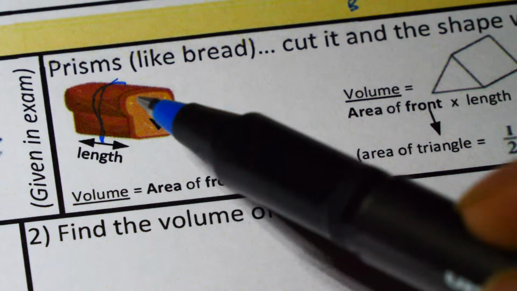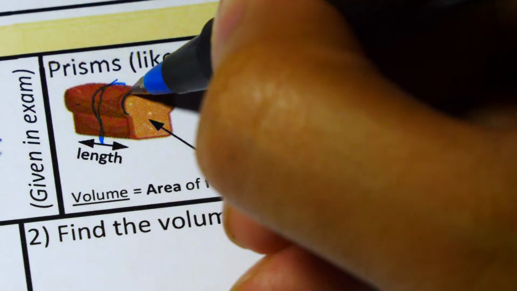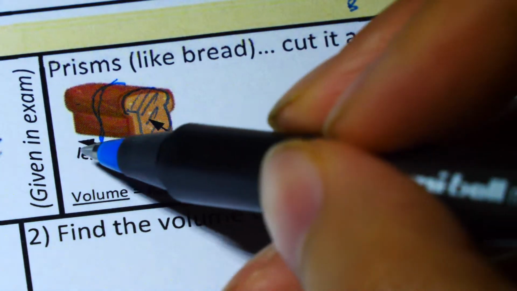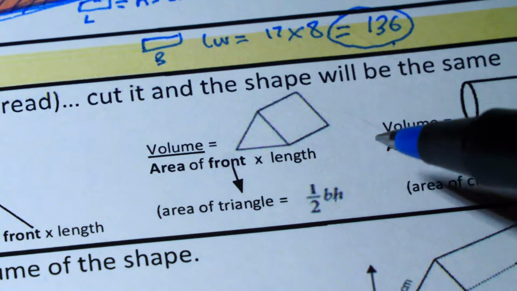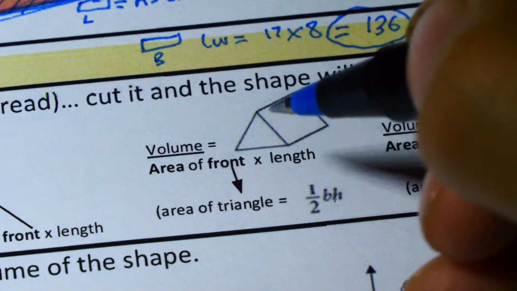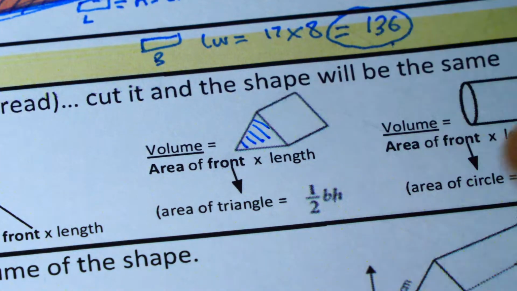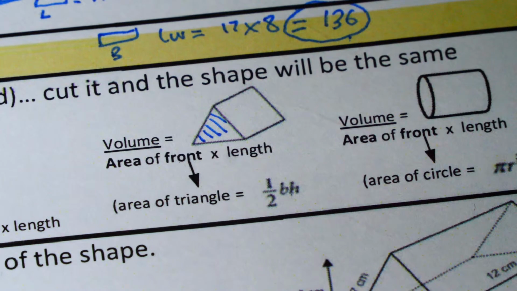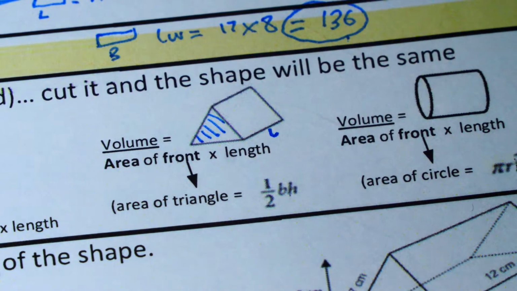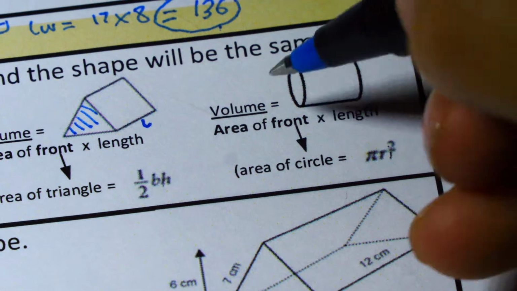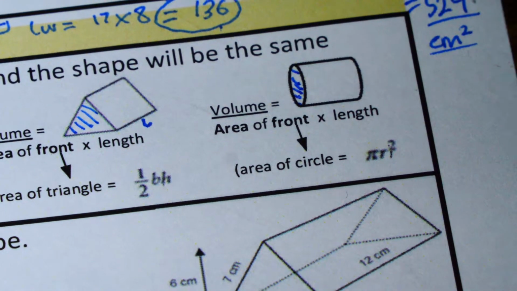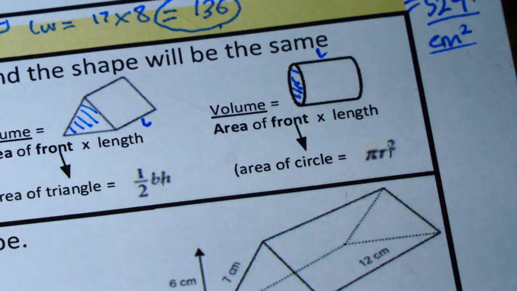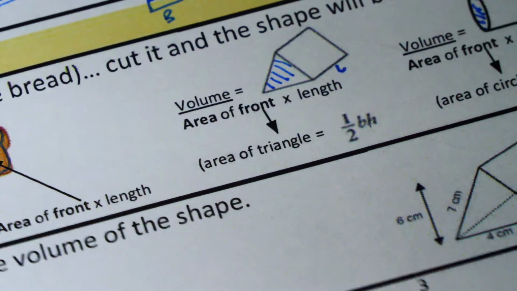You have to find the area of the front face, and then times it by the length. Same with this shape. To find the volume, you find the area of the front, which is the triangle, area of a triangle, and then times by the length. Same with this shape. Find the area of the front, this is a circle, area of a circle, times by the length. Let's look at some questions.